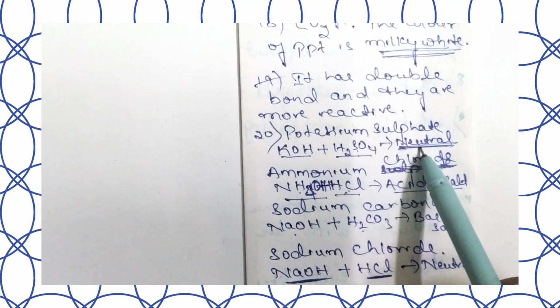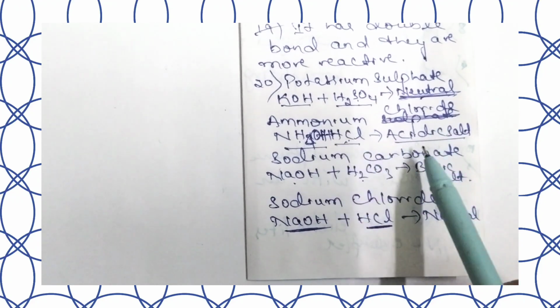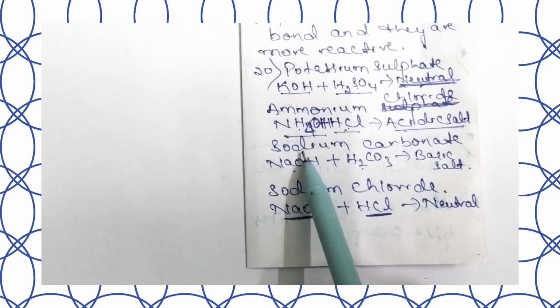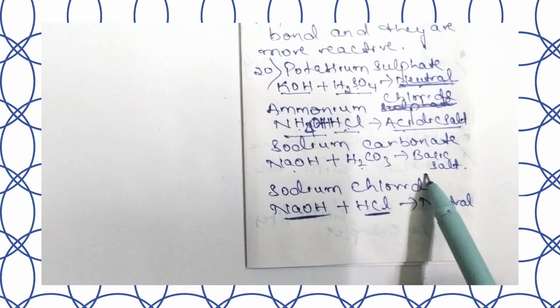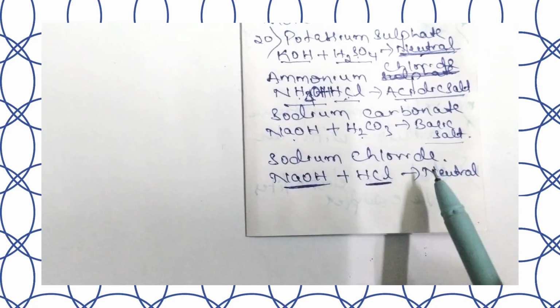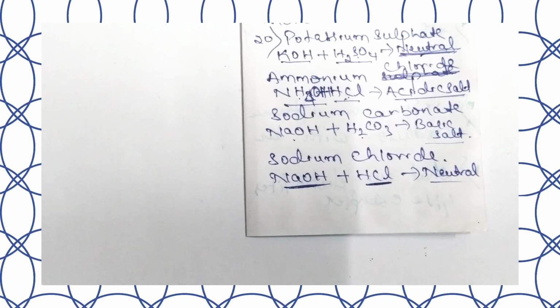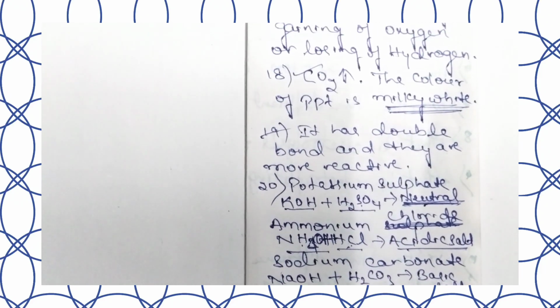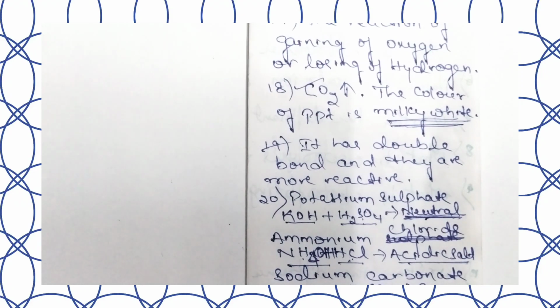Potassium sulfate, neutral salt. Ammonium chloride, acidic salt. Then sodium carbonate, basic salt. Then sodium chloride, neutral salt. So like this we have classified them as acidic, basic and neutral salt. Now let us move on to the next question.